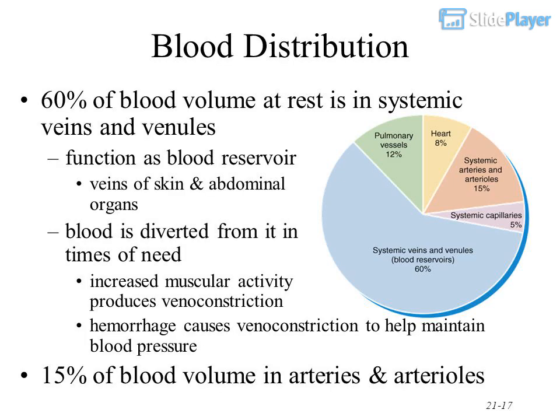Blood distribution: 60% of blood volume at rest is in systemic veins and venules, which function as a blood reservoir, especially the veins of the skin and abdominal organs. Blood is diverted from them in times of need. Increased muscular activity produces venoconstriction. Hemorrhage causes venoconstriction to help maintain blood pressure. 15% of blood volume is in arteries and arterioles.